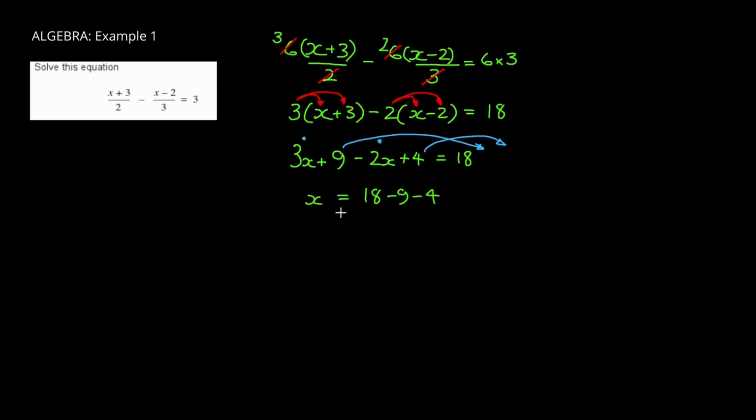So all we've got to do is now push those numbers together, and we'll get an answer. x is equal to 18 minus 9, which is 9. Take away another 4. x is equal to 5. And that is your answer.